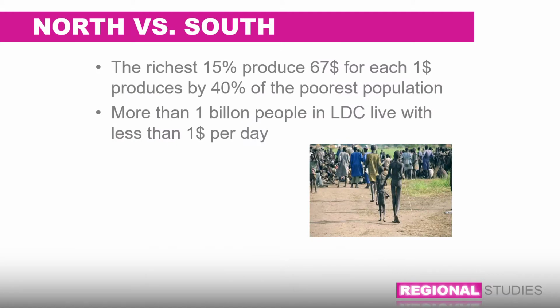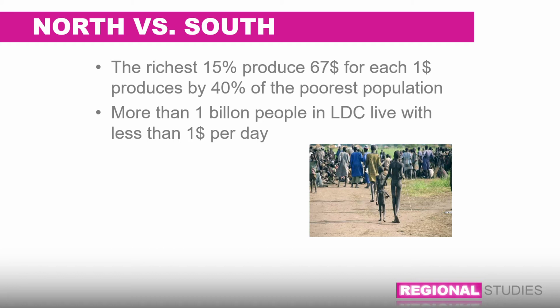Often we talk about global poverty and the divide. We say that the richest 15% produce $67 for each dollar produced by the 40% of the poorest population. By this, we want to emphasize that the small richest countries are way more productive because they have better technological development, because they have better industrial development. As a result, they produce much more.